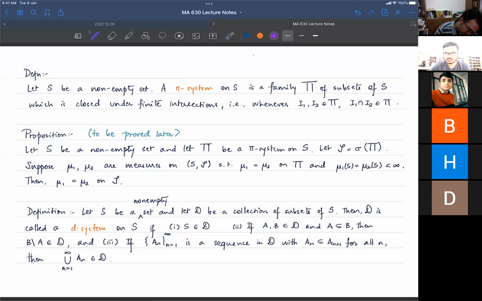So let's see if I can write down a pi system here. So let S be R, the real line. And let me see if the following is a pi system. What should I do?